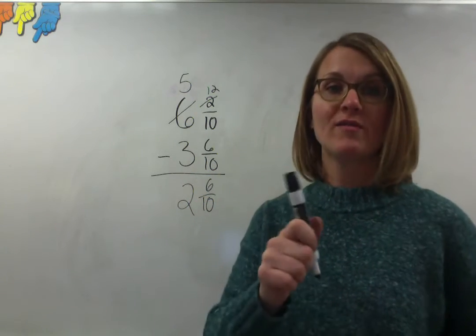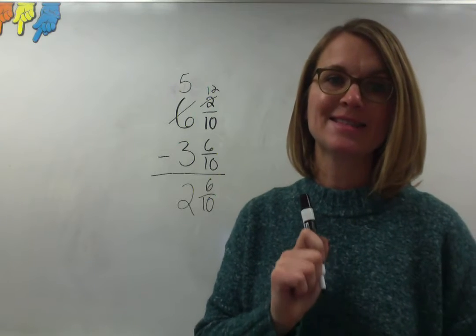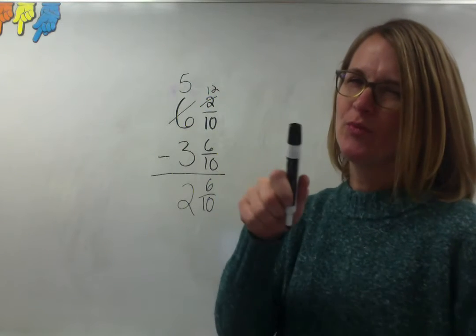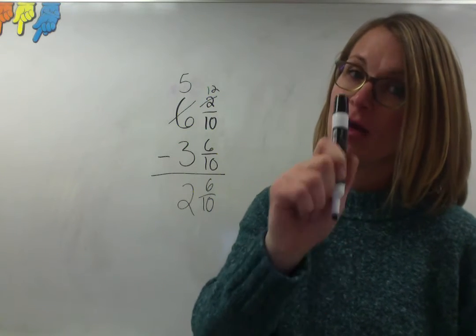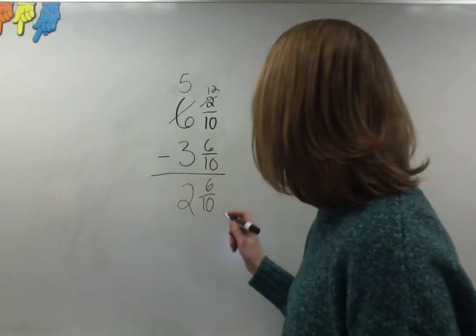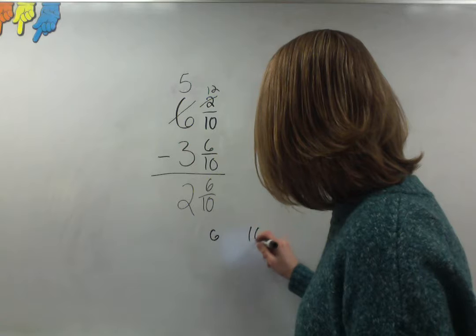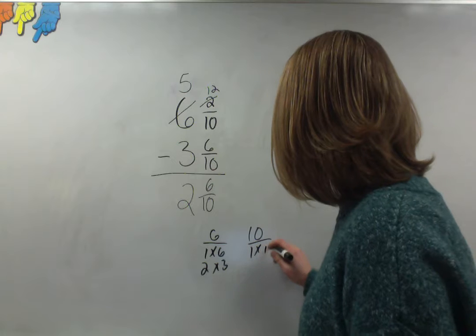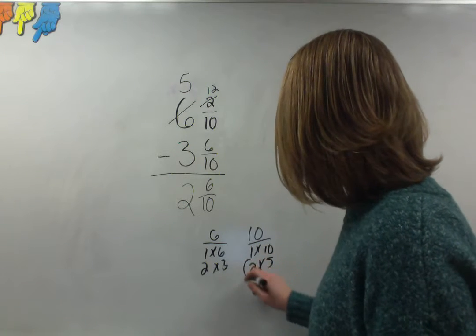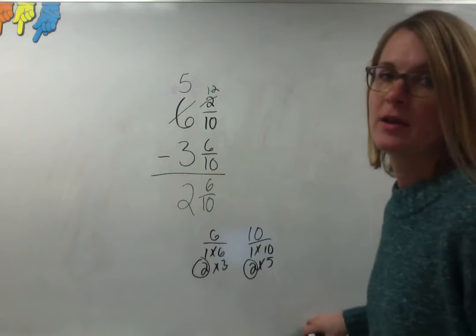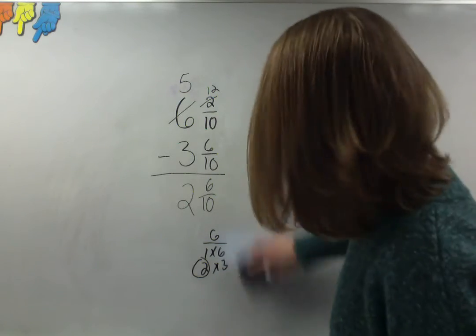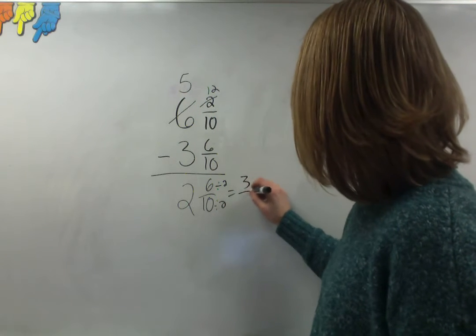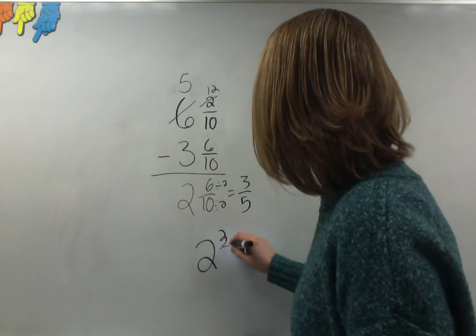Okay? One very important thing, always check to make sure your answer is in simplest form. So is there a number we can divide both 6 and 10 by? Hopefully you guys know this without me having to tell you. But if you're not sure, you would find your factors of 6 and 10. How can I make 6 and how can I make 10? 1 times 6, 2 times 3, 1 times 10, 2 times 5. So 6 and 10, the biggest number they share is 2. So that means I can divide both 6 and 10 by 2. So 6 divided by 2, 10 divided by 2, it's going to give me 3/5. So my final answer is 2 and 3/5.